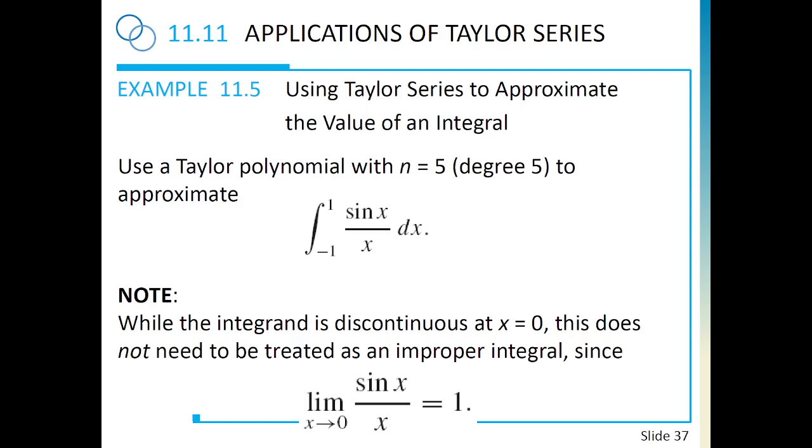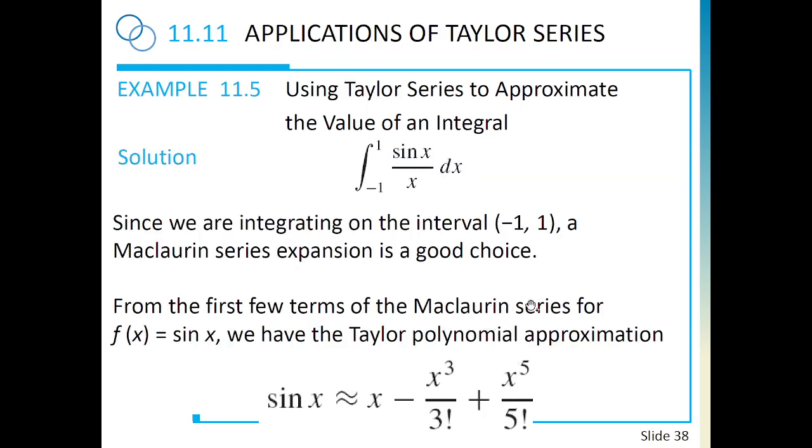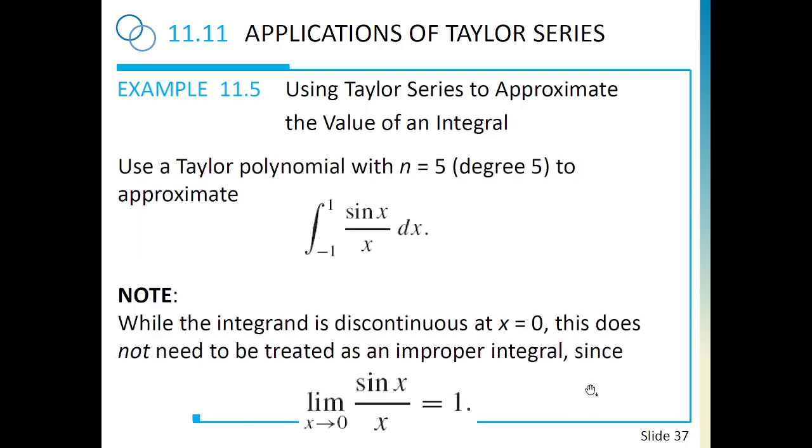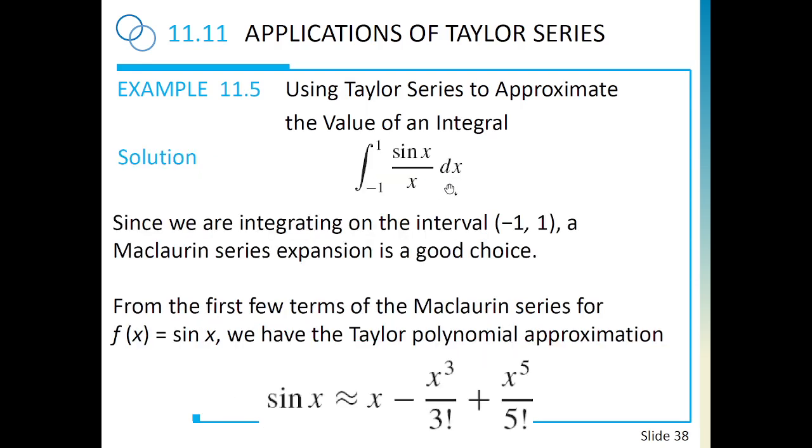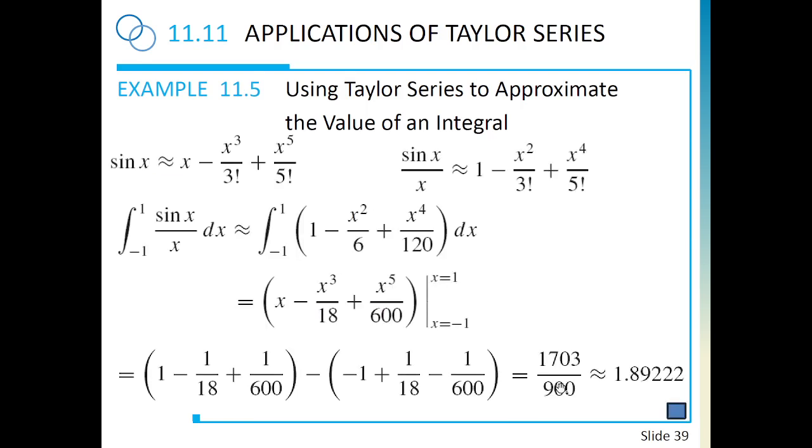So what we are going to do is simply realize that we are integrating in the interval negative 1, 1, so it's reasonable to use the Maclaurin series expansion because it's centered at 0. So we have the expansion of the sine, we produce it, and here the question was to use a polynomial of degree 5. So we use the polynomial of degree 5 for sine, and then next step, we divide the entire expression by x, so we get the simplified version.